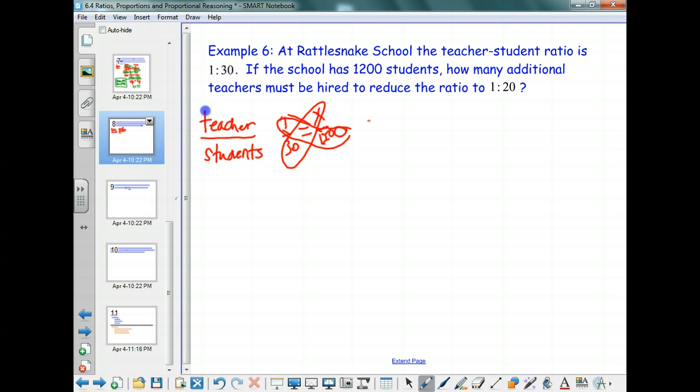All right, so what is that going to give you? So she's got 30x equals 1,200. Good. All right, 40 what? Teachers. So these are the current teachers in the school. There are currently 40 teachers in the school. All right, so this is what we have currently.